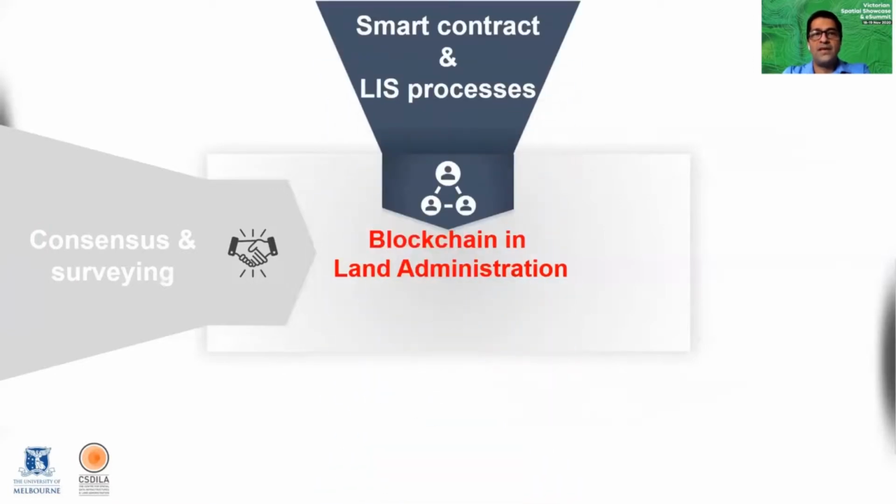The second part is smart contracts and LIS processes. A smart contract established in a peer-to-peer network in blockchain makes the land information services and cadaster processes faster by clearing intermediary jobs such as lodging parties, conveyancing agencies, and lawyers. And making intermediaries pointless causes cost reduction as well as better customer service for applicants.